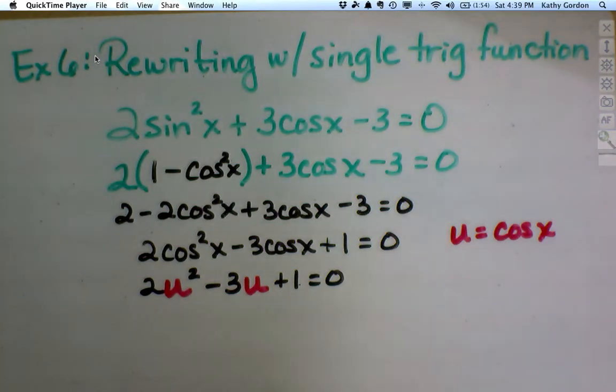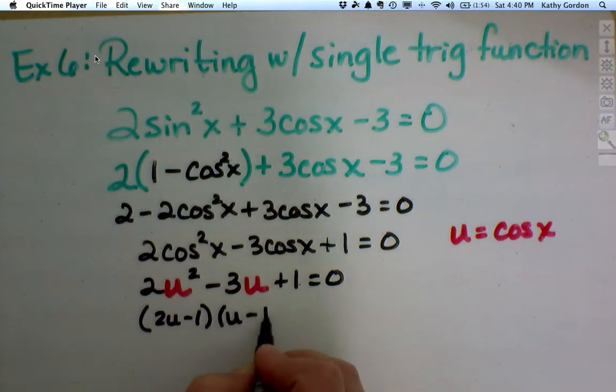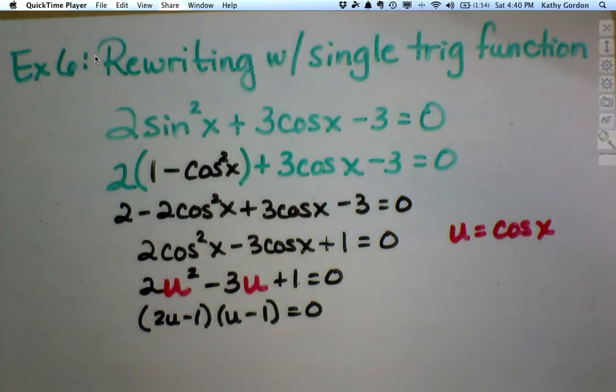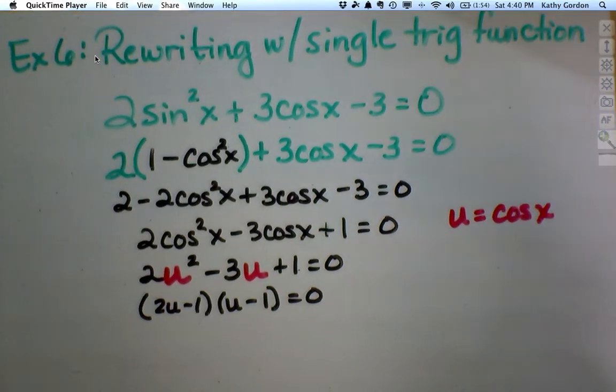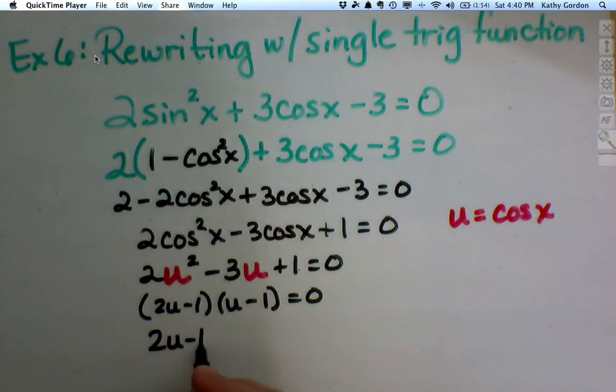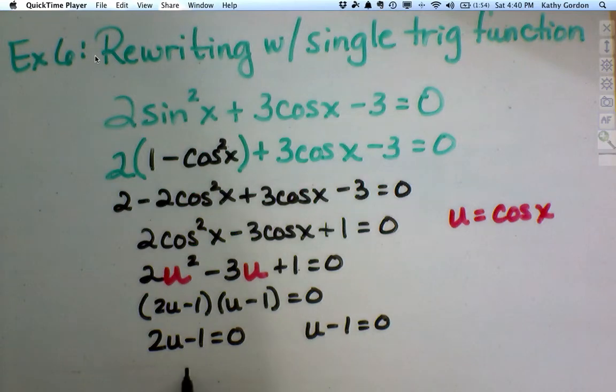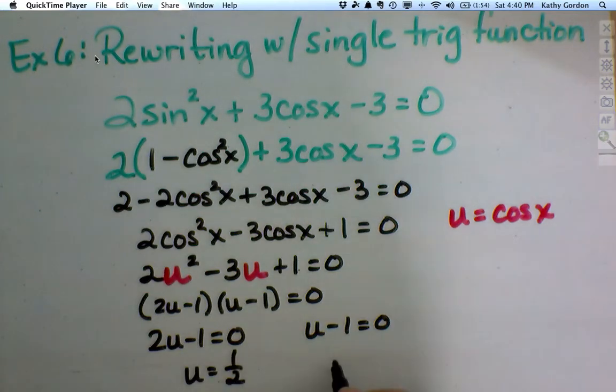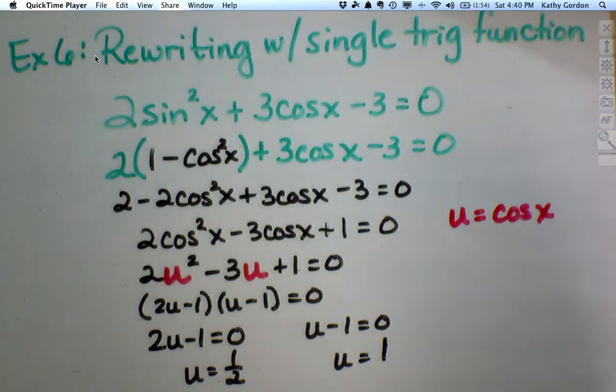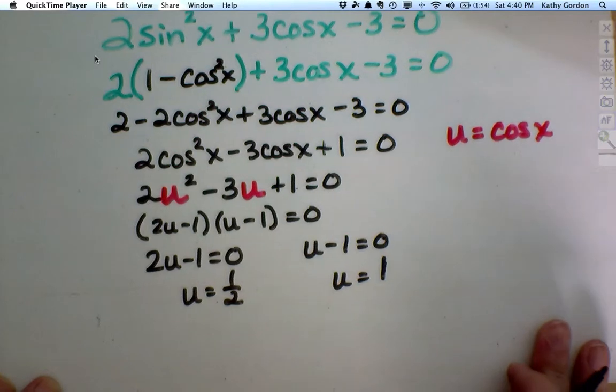When we factor this quadratic now of 2u squared minus 3u plus 1, we're going to get a 2u minus 1 and a u minus 1 equal to 0. So now using our zero product property, we have the 2u minus 1 equal to 0. We can set u minus 1 equal to 0. We get u equal to 1/2, and we get u equal to 1. All right, we're getting close.